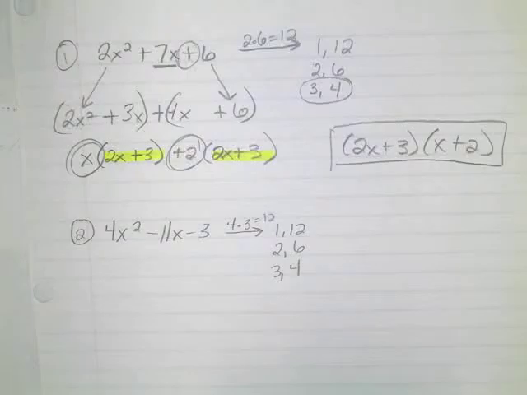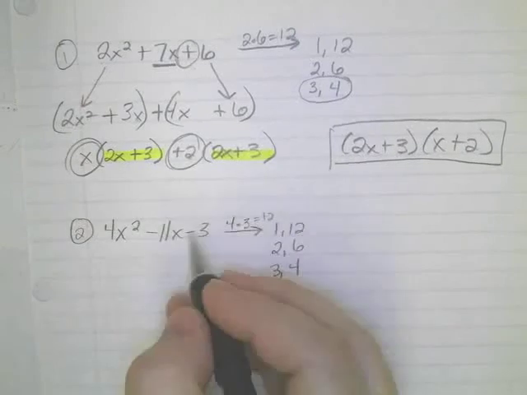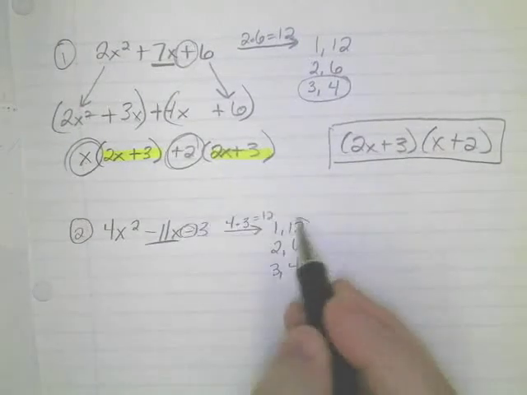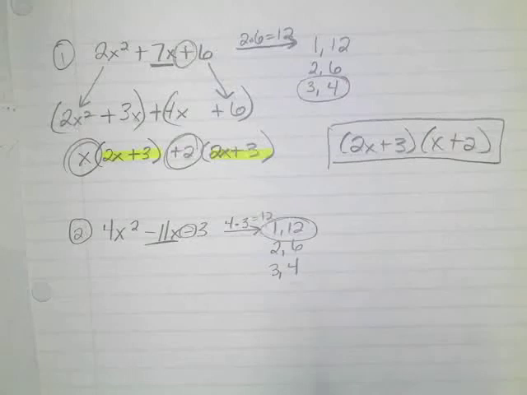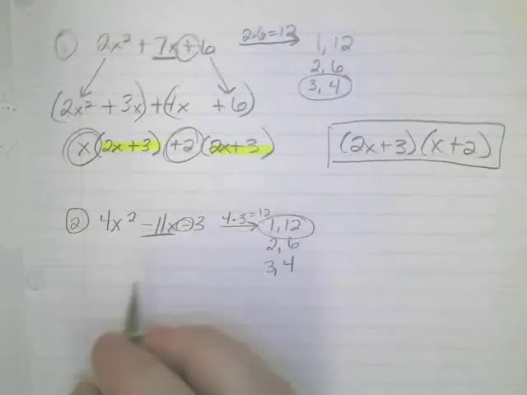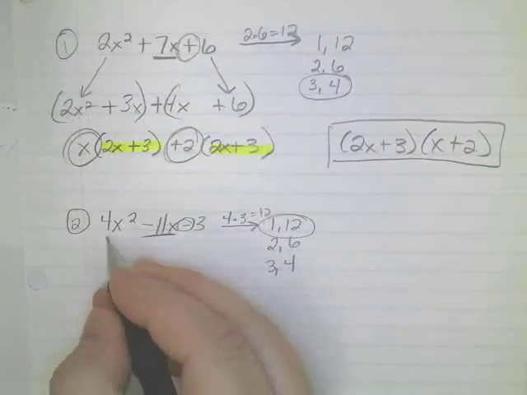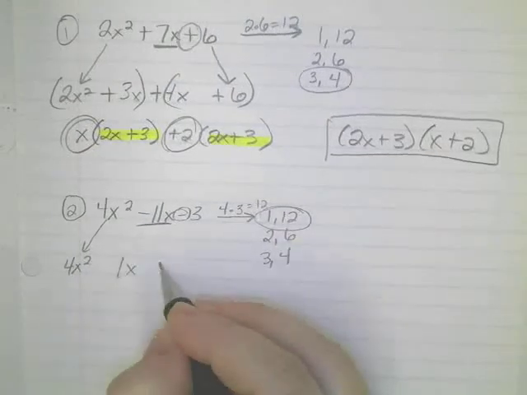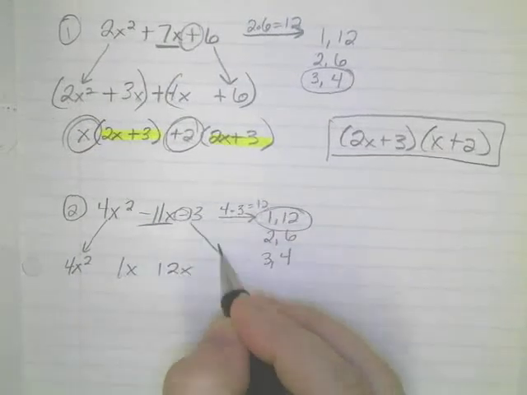Okay, so I had to find my factors of 12, and this time I'm looking for factors of 12 that subtract to give me 11. Well, that's these. I usually just go in the same order, where it's the small number first. So my 4x squared comes down, 1x, 12x, minus 3.